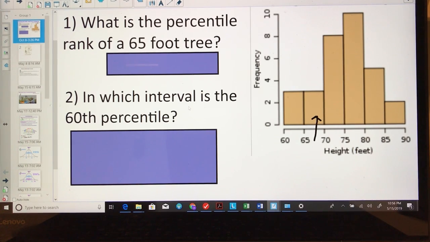Hey everybody, welcome to a video on normal distribution. We're first going to take a look at percentile rank and then we'll get right into the normal distribution.